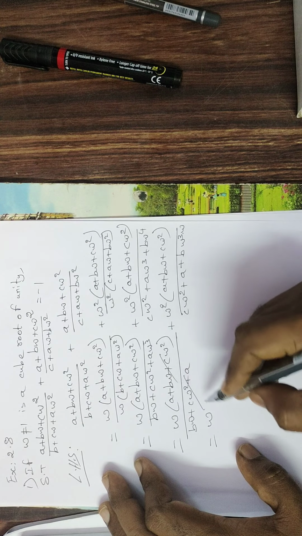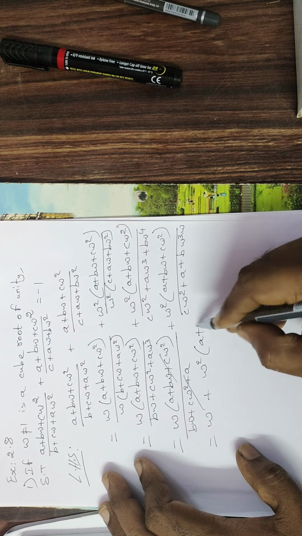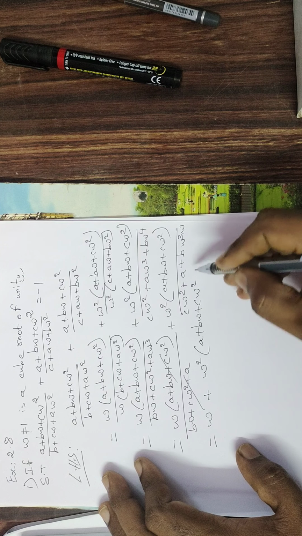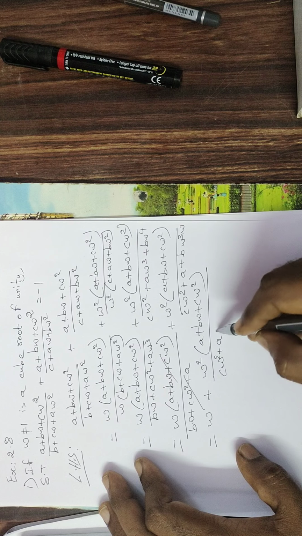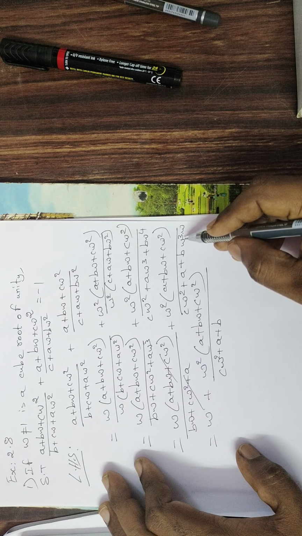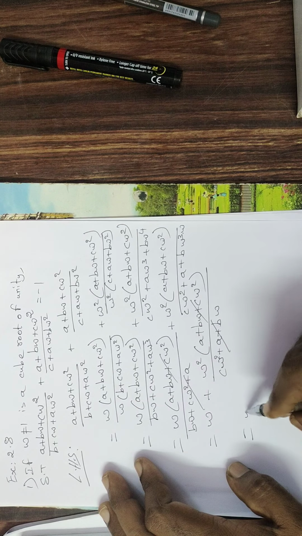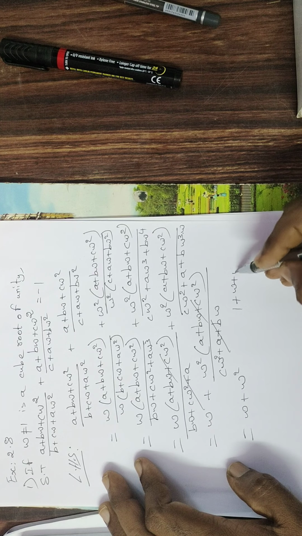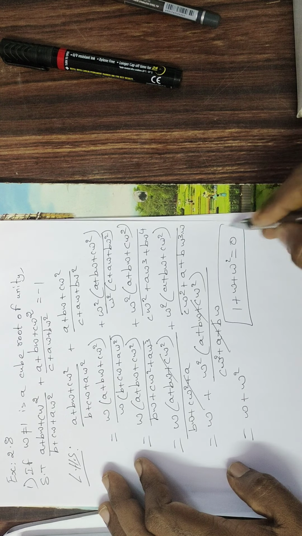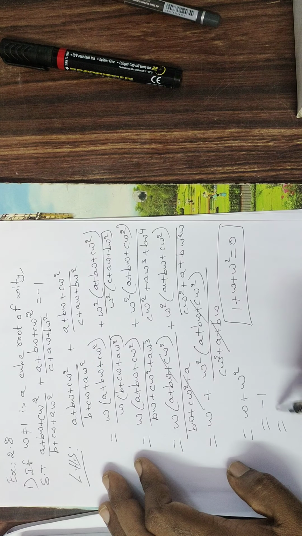So omega plus omega square into (a + b omega + c omega square) divided by c omega square plus a plus b into omega, since omega cube value is 1, 1 into omega is omega. So these two get cancelled. That is equal to omega plus omega square. As we know that 1 plus omega plus omega square equals 0, so omega plus omega square equals minus 1, which equals the RHS. Clear?